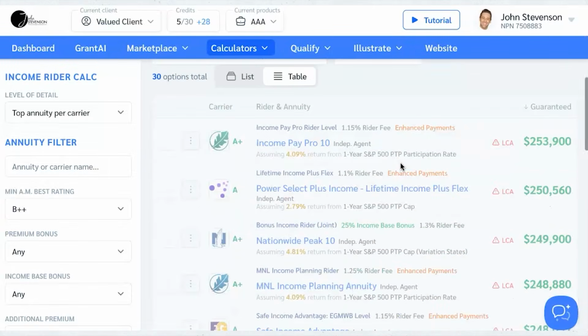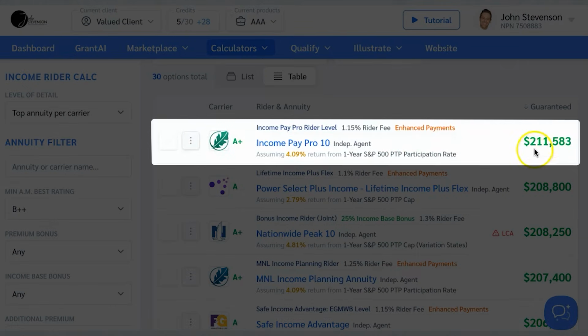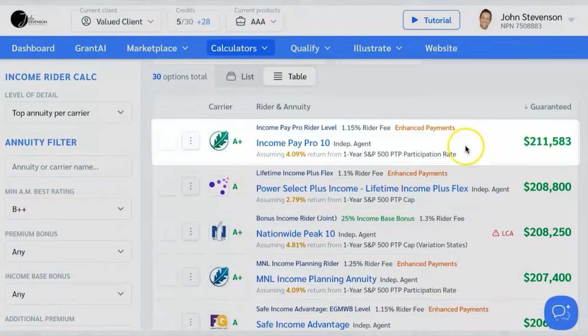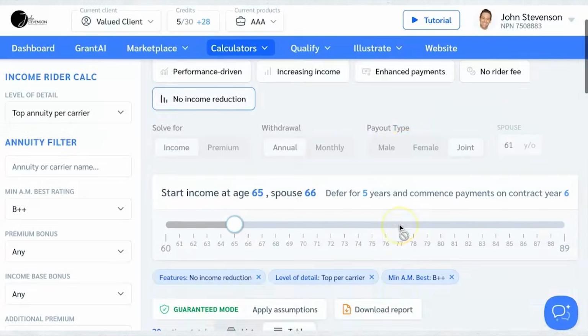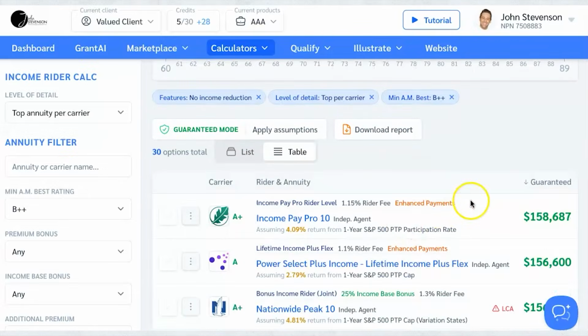All right, $2 million. Let's see. That's still good. $211,000 per year. All right, let's go to half. Okay. A lot of my clients will do just half, and then they'll let the rest of their money sit and grow. So this is kind of a happy medium.